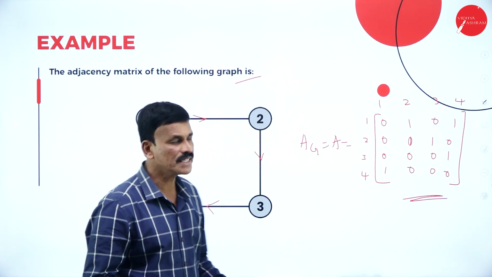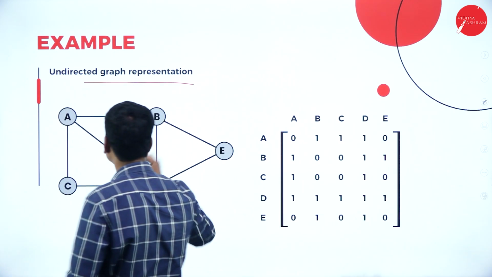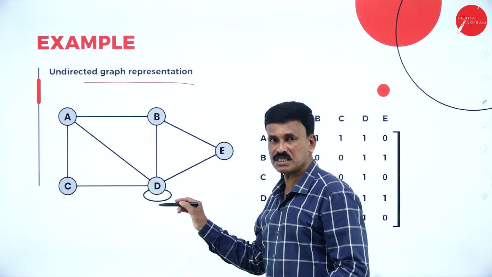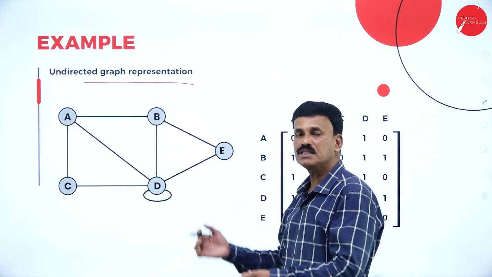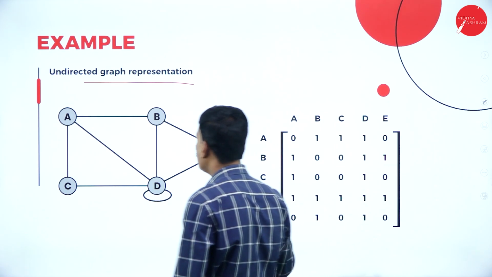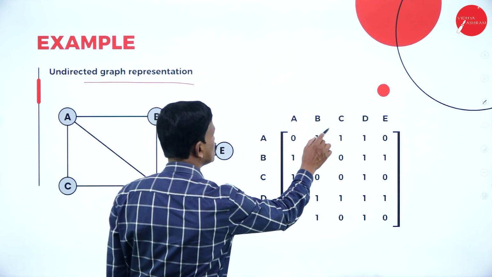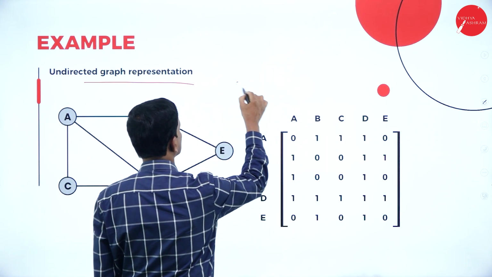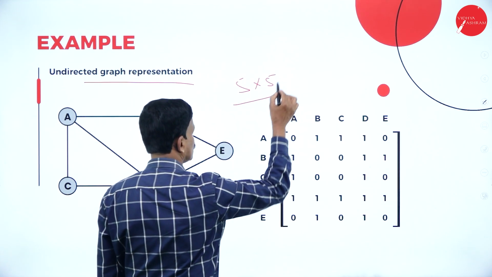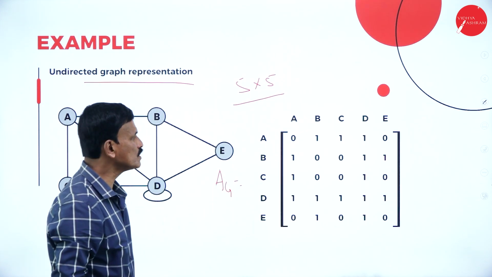Now let us come to the next example. In case of an undirected graph, if there is no direction, how do we write the adjacency matrix? Write down how many vertices there are: A, B, C, D and E. So it is 5 vertices, a 5 rows, 5 columns adjacency matrix. AG is denoted with A, B, C, D, E along rows and columns.